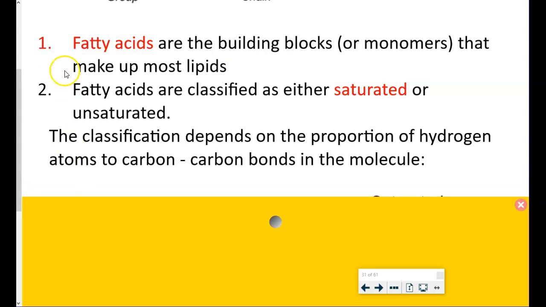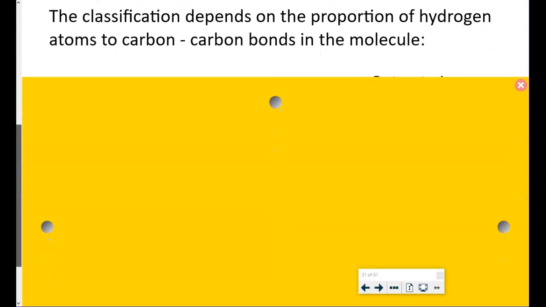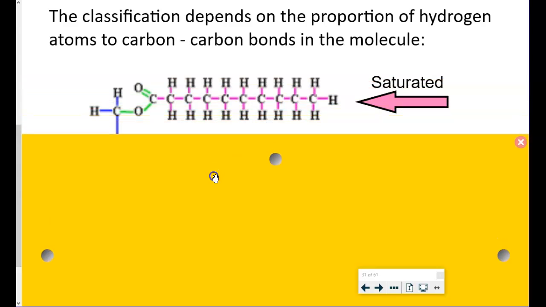The classification, so either saturated or unsaturated, depends on the proportion of hydrogen atoms to carbon. So what does that mean? That sounds kind of complicated. All right, let's check it out. We need a picture. So here is a fatty acid, and this one is saturated.